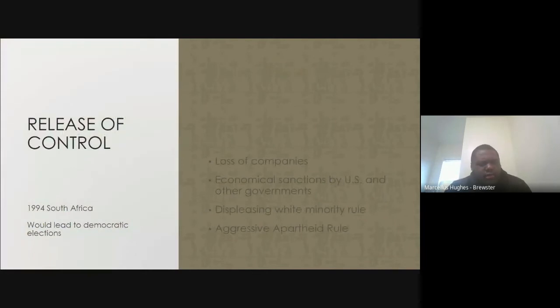Release of control. In 1994, South Africa would hold democratic elections. The loss of companies, economic sanctions by the U.S. and other governments, and displeasing white minority rule, and aggressive rule.